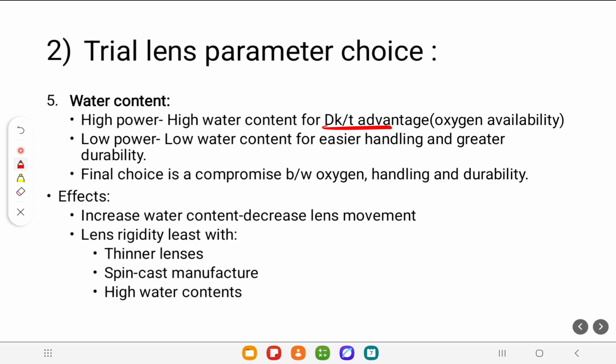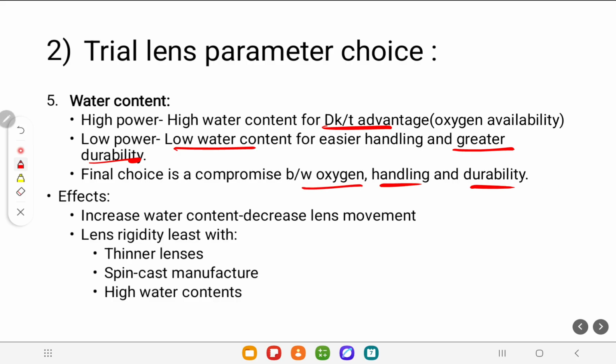Yes, so definitely the lower the water content, the greater the durability. Yes, the higher the water content, the lesser the durability. Final choice is the comparison between oxygen transmissibility, handling, and durability. It's like a sweet balance between all the conditions and the patient's history.